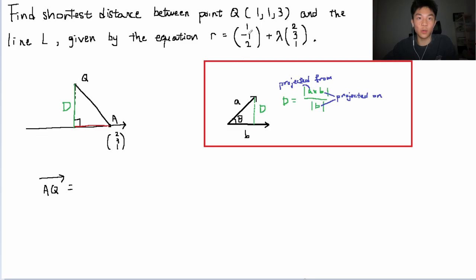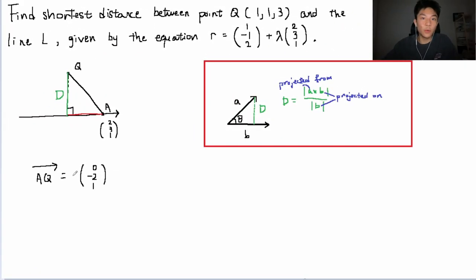So we can use (1, -1, 2). That means AQ is going to be (1, 1, 3) minus A. We're going to use (1, -1, 2), which is given by our equation. And we're going to get (0, -2, 1). So now we know what AQ is, we can use the formula.